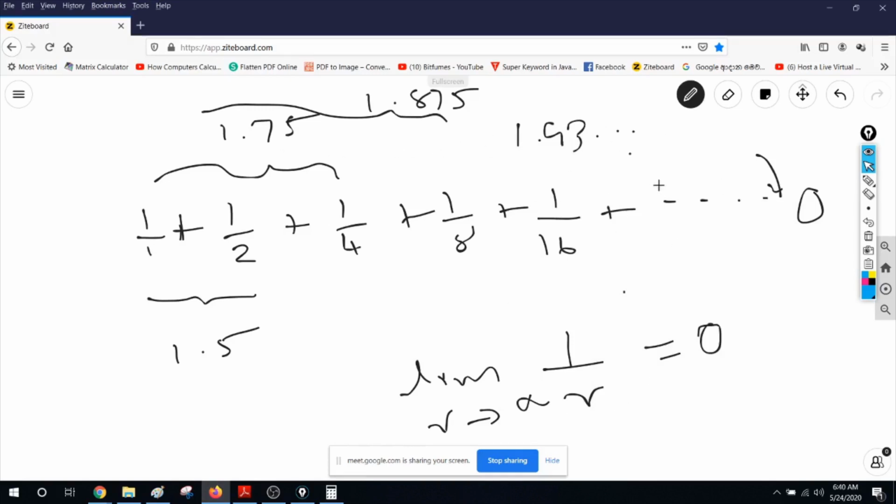But if you try out a few more things, you will see that yes, it is increasing and increasing, but it is never going to go beyond 2. If you do this forever, 1 over 32, 1 over 64, 1 over 128, etc., yes, it is going to increase and increase forever, but it is never going to go beyond 2.